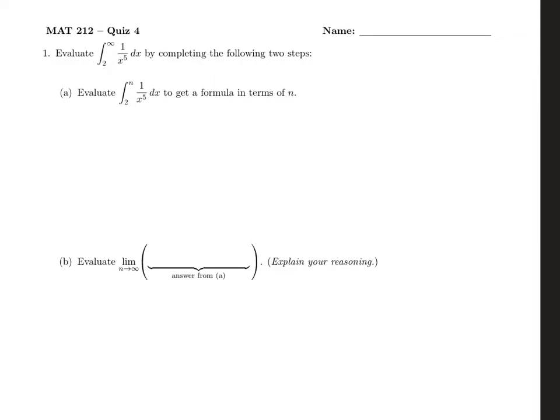Here's a solution to quiz 4. This is just one of the two versions of the quiz, but the details are not that different. First we're doing an improper integral, so we're doing it in two steps. First we're doing the fundamental theorem of calculus with a parameter.